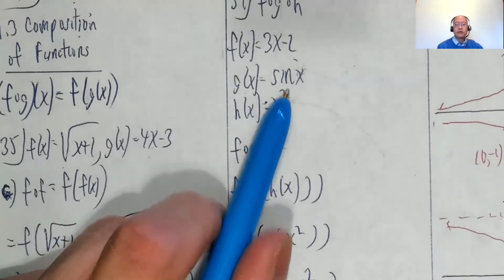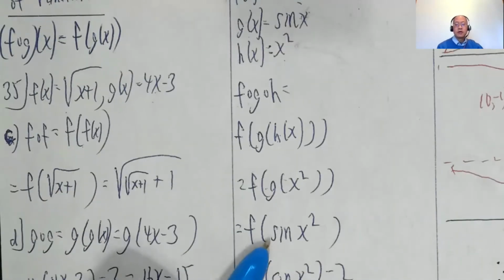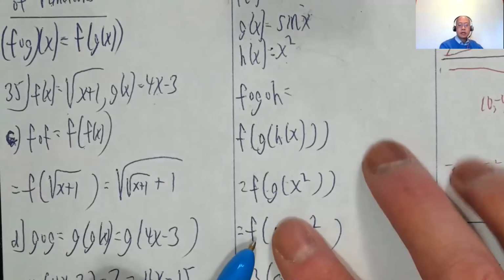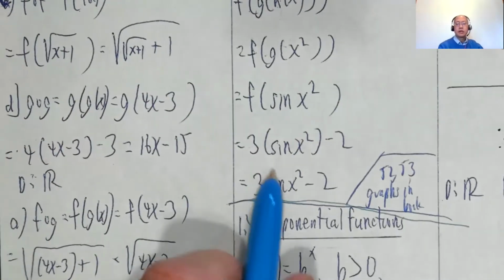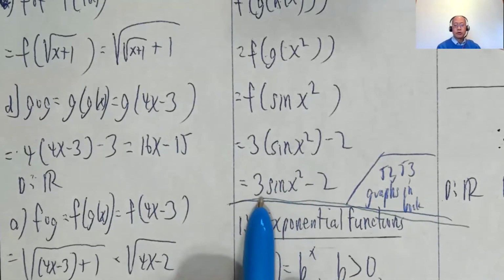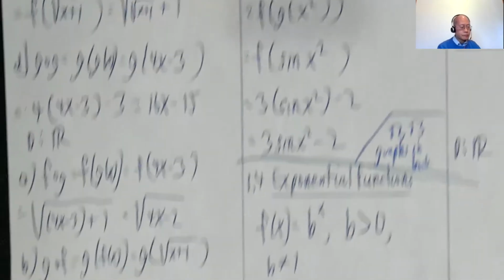g takes the sine of whatever you give it. So f of sine of x squared. And then this thing goes in for f, whatever's behind my finger goes right there. So 3 sine of x squared minus 2, or 3 sine x squared minus 2.